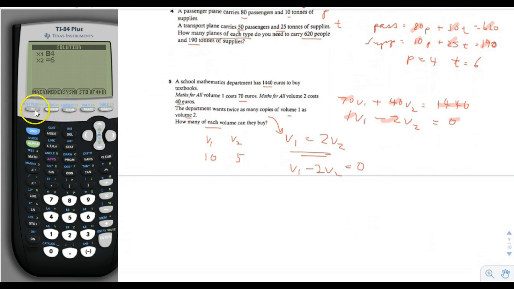Okay, so we'll put in the simultaneous equation solver. Next, and we're going to put 70 and 1. And then we'll go up here and we'll put 40 and negative 2. And then it's going to be 1440 and 0 here.